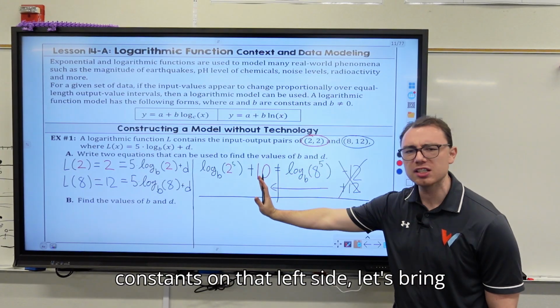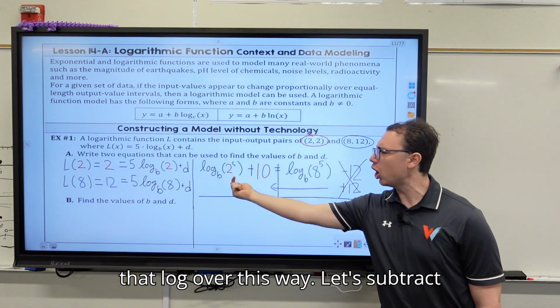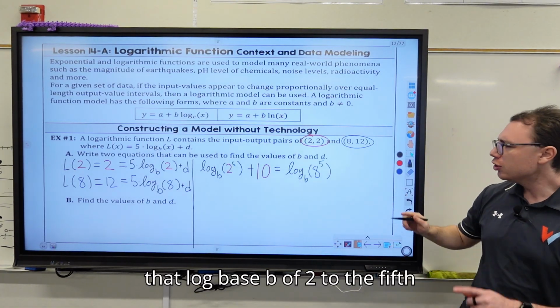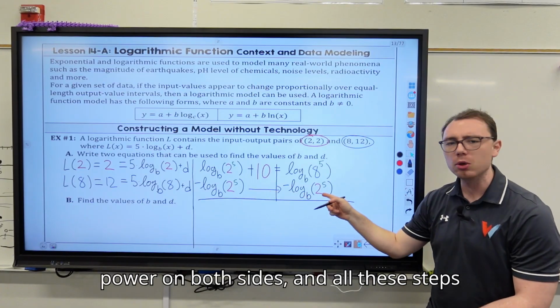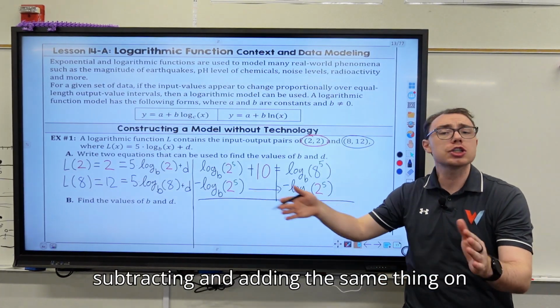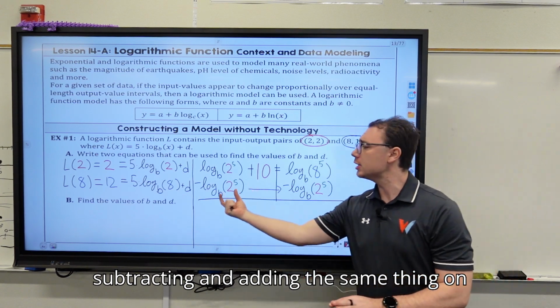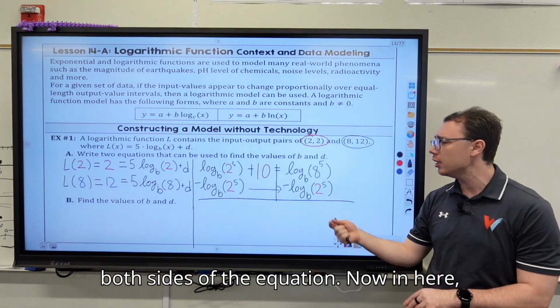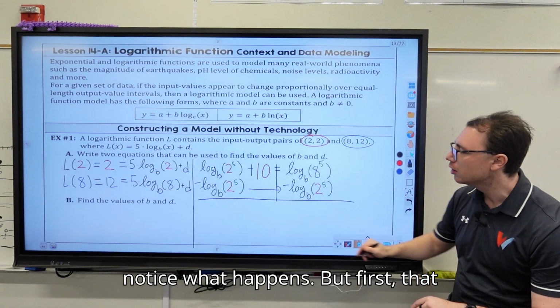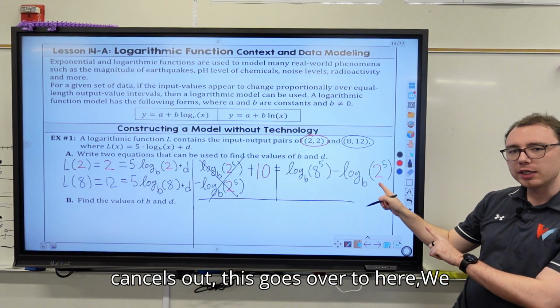Now with my constants on that left side, let's bring that log over this way. Let's subtract that log base b of 2 to the 5th power on both sides. And all these steps here are just basic algebra. We're just subtracting and adding the same thing on both sides of the equation. Now in here, notice what happens. But first, that cancels out. This goes over to here.